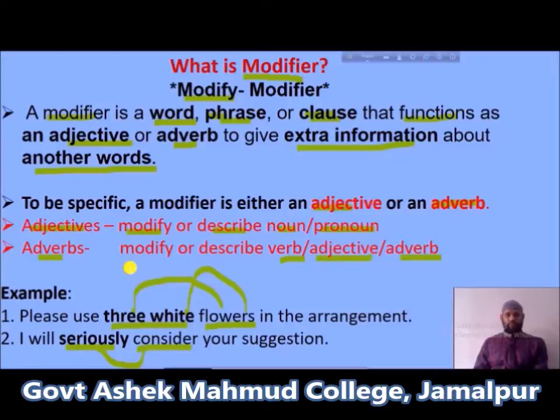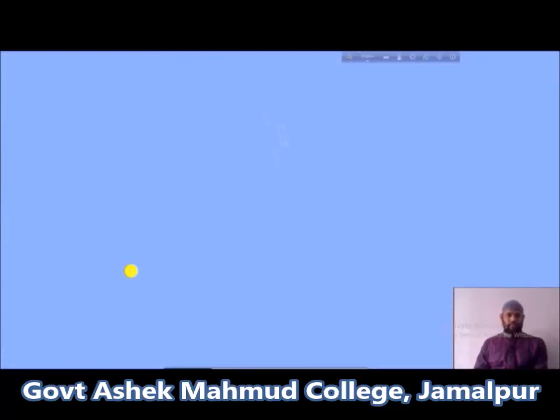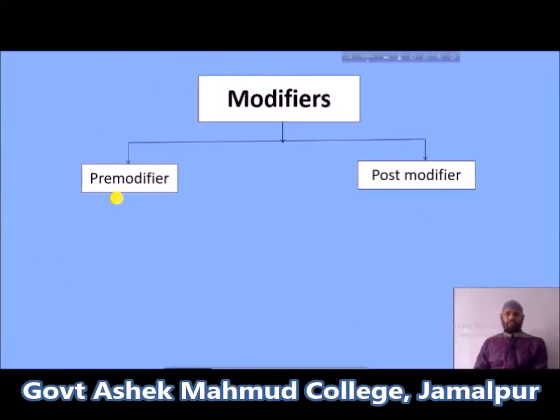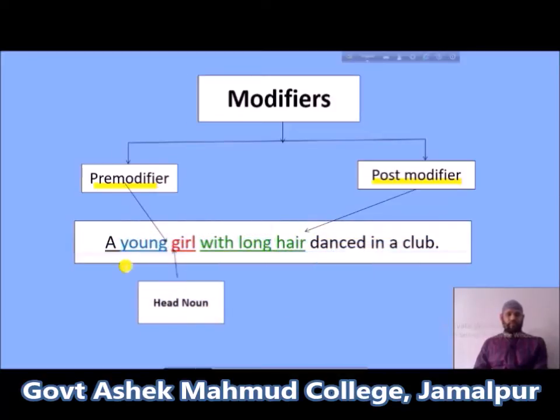Now dear learners, we will try to know about the types of modifier. According to their positions, modifiers are 2 types, pre-modifier and post-modifier. Pre means before, post means after. That means the modifier which sits before is called pre-modifier, and the modifier which comes or sits after is called post-modifier. Let's see an example.